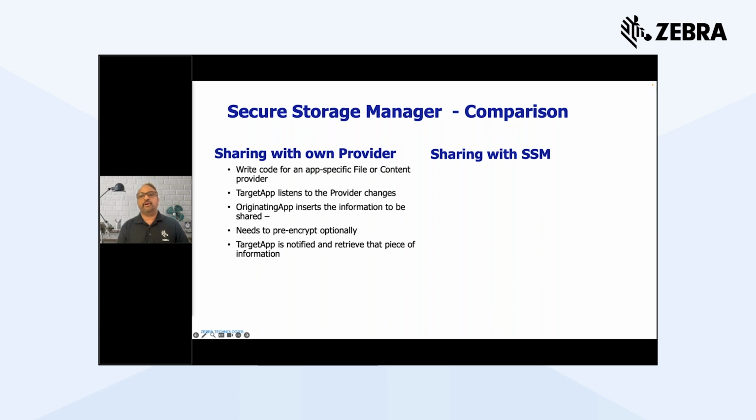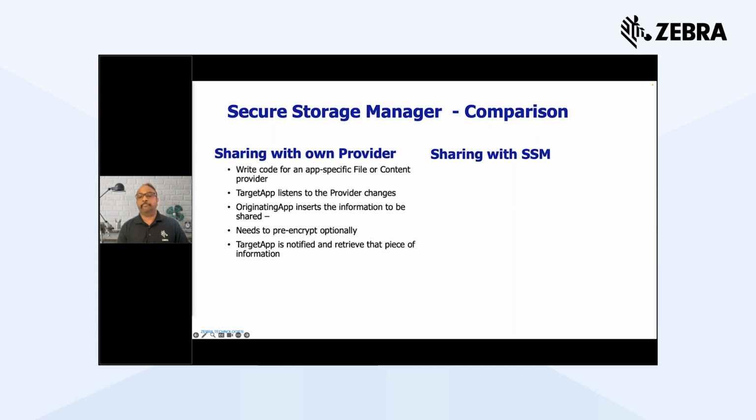Without SSM, in the context of scoped storage, an app-specific file or content provider can be used to share information between apps without giving either app access to the other's private files. Target app listens to the provider changes. The target app can listen for changes in the provider. This allows the target app to be notified when the originating app inserts new information into the provider. Originating app inserts the information to be shared if necessary.